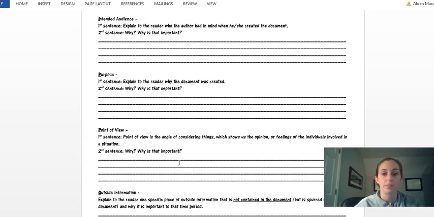Intended audience. Okay, so basically, who is the audience for this document? Why did the writer write it or speak it? Or why was a political cartoon drawn? Who is it for? Who is it for? And why is it for those people? Okay?